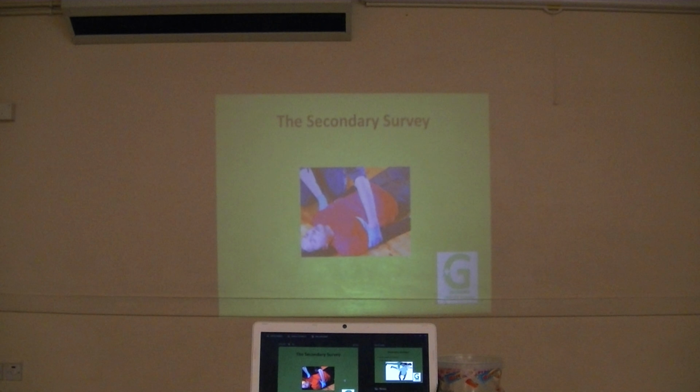Why would I look at my hands? To see whether or not there's any blood, okay? Then I'm going to move up to the upper body. I'm going to be pressing to see whether or not I can feel any form of abnormalities.